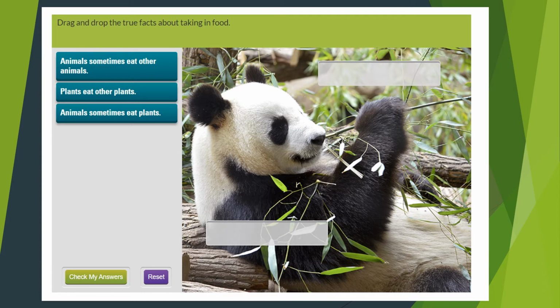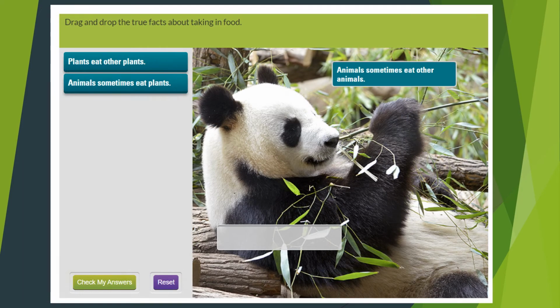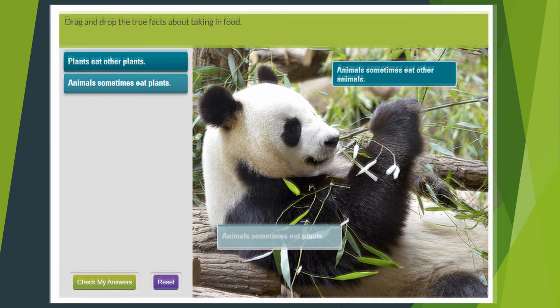All right, let's start with the top one. Animals sometimes eat other animals. Is that a fact? Is that true? It is, like with that hawk. So I'm going to grab that and put it there. Good job. There we go. That's our first one. Now it says plants eat other plants. Well, that is just silly, isn't it? Could you imagine plants running around trying to catch each other and eat each other? That's silly. Okay, that one's not true. Animals sometimes eat plants. Well, look at that panda. That panda is eating a plant. Let's put that there.